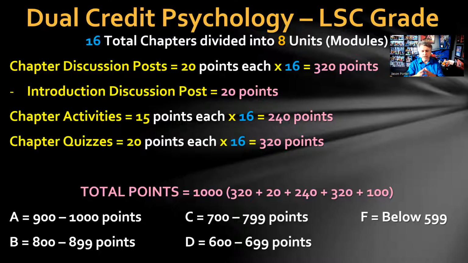And then another part of your chapter grades is going to be chapter quizzes. At the conclusion of each chapter, you will take a 10 question quiz, I think a couple of them are 15 questions, worth a total of 20 points each. Each times 16 is 320 points. So about another third of your grade comes in right there. So this gets us up to 900 points.